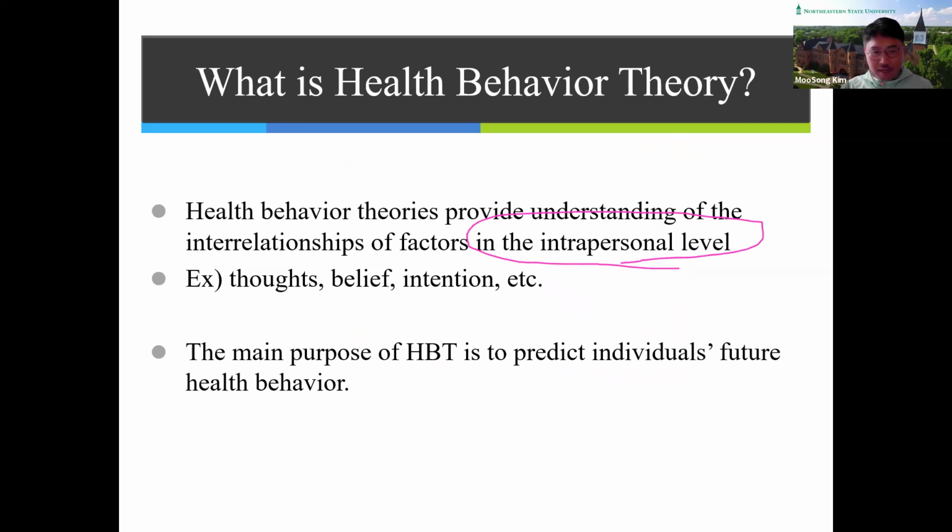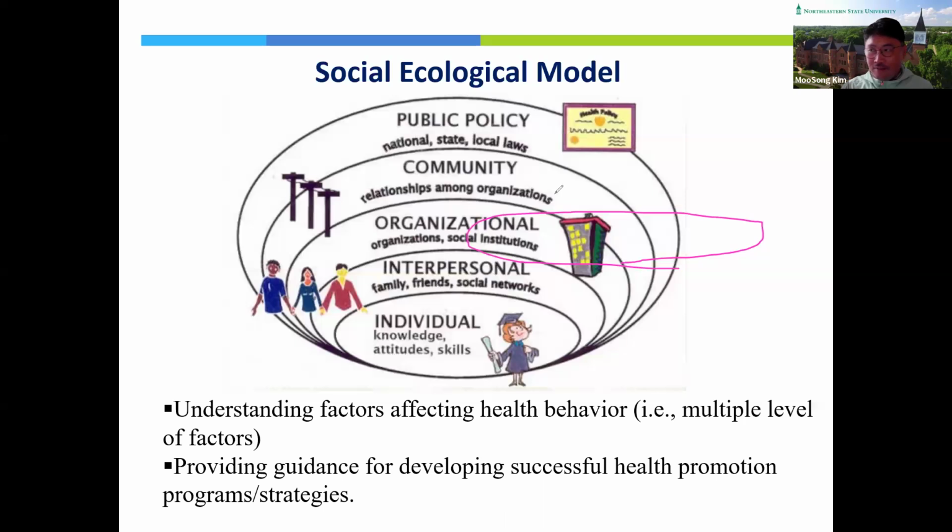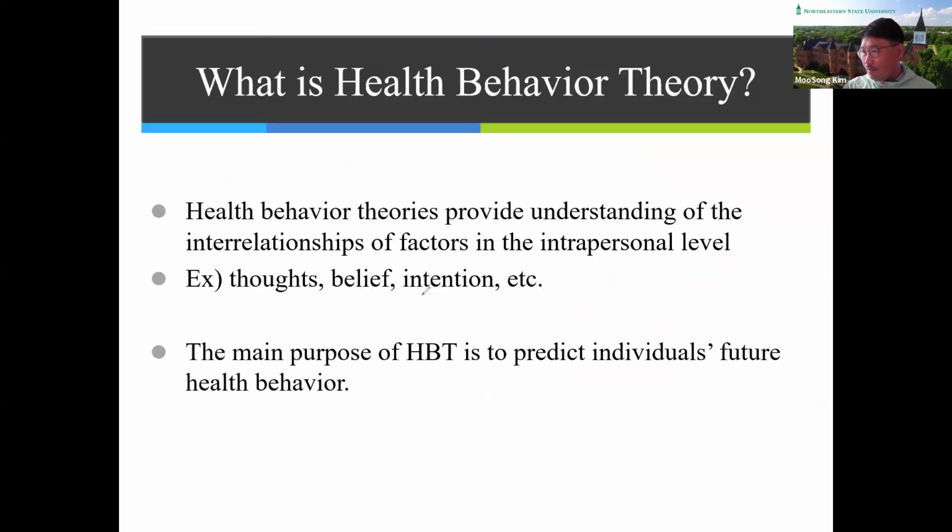So we talked about the social ecological models, right? Those talk about the 5 different levels, but health behavior theories especially talk about these individual, intrapersonal level factors, like motivations, confidence, beliefs, attitudes. So thoughts, beliefs, intentions. The main purpose of health behavior theory is to predict individuals' future health behaviors at the intrapersonal or interpersonal level. That is what we are focusing on in this class today.